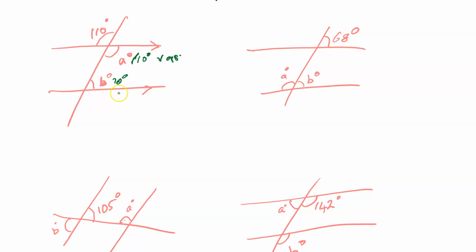Make sense? Did you understand? So why did A come here? A, because they are vertically opposite. Vertically opposite angles are the same. Clear enough? So vertically opposite angles are the same. So this is also 110 degrees. Co-interior angles add to 180. So 110 plus 70 gives you 180. So these are the two reasons.